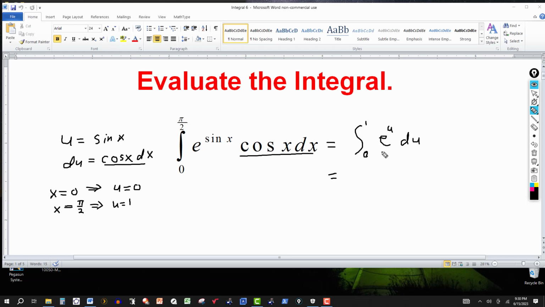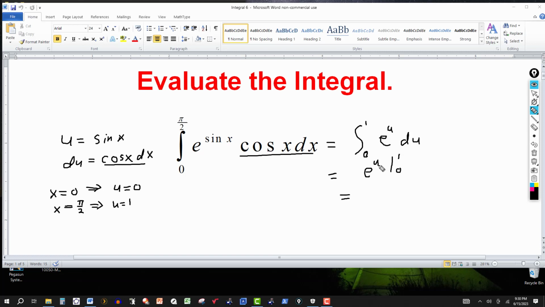The integral of e to the u is e to the u. Here we don't need a constant of integration. You could put it in there, but when you do the subtraction it cancels, so we usually leave it out. So this is going to be evaluated from 0 to 1.